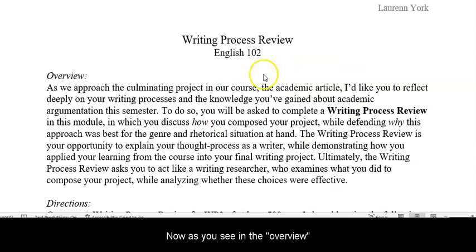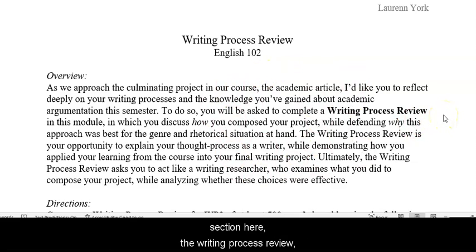Now, as you see in the overview section here, the writing process review truly focuses on asking you to explain the processes you took as a writer to think critically about the genre and the rhetorical situation for the academic article. So I'm asking you to tell me, what did you do to make the academic article? Tell me about your writing processes. Tell me about your choices for the rhetorical situation. And so specifically for your audience, for your purpose for writing, considering the moves we have discussed about academic argumentation this whole semester. How did you think critically about all of that to compose a successful project?